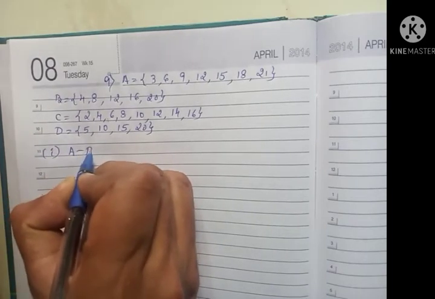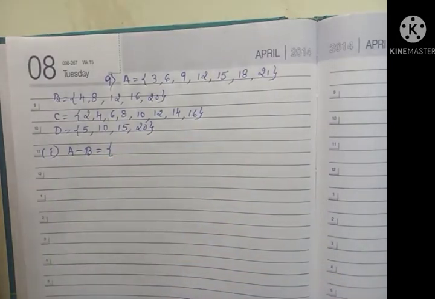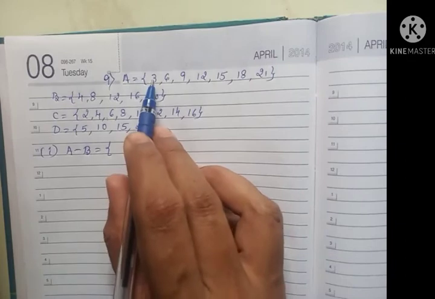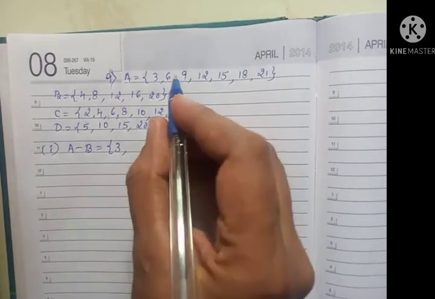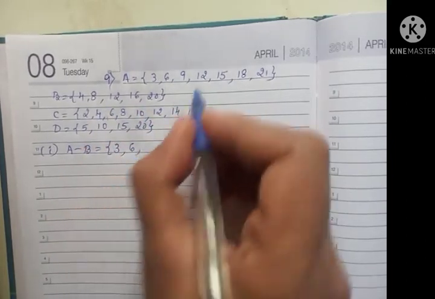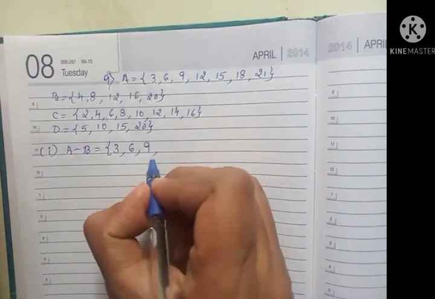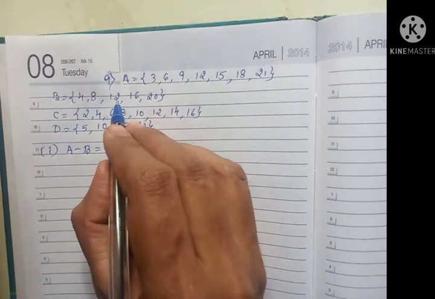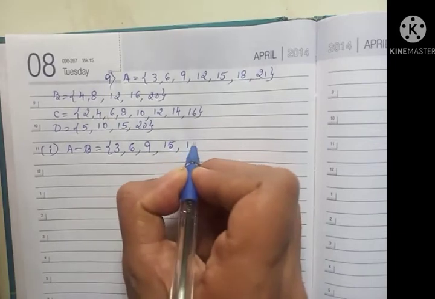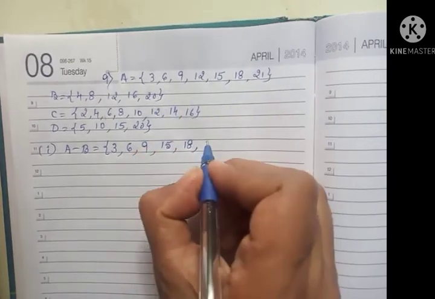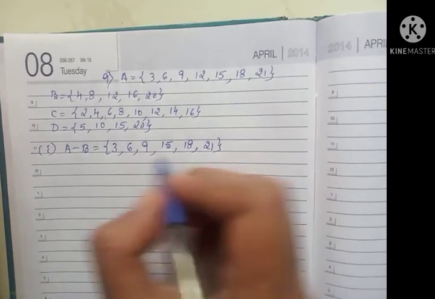What is A minus B? You know that A minus B means you have to write all the elements of A which are not in B. So write the elements of A which are not in B. 3. 3 is not there in B, so I can write. After that 6. 6 is not there, I can write. Concentrate on A. 9 is not there, so I can write. 12. 12 is in B also, so you can't write. 15 I can write. 18 I can write. 21 I can write. So this is A minus B here. Next I'll choose third one.